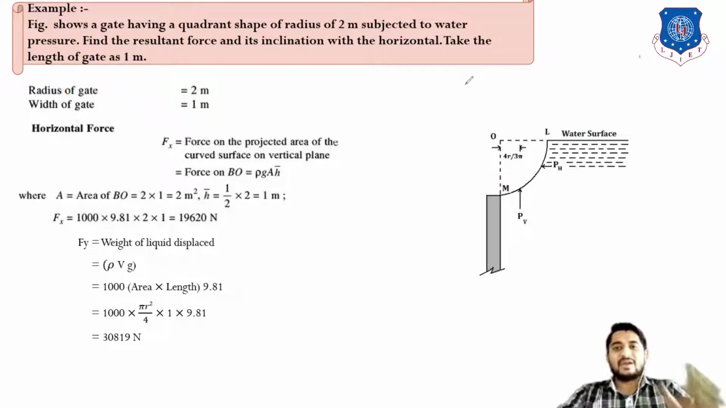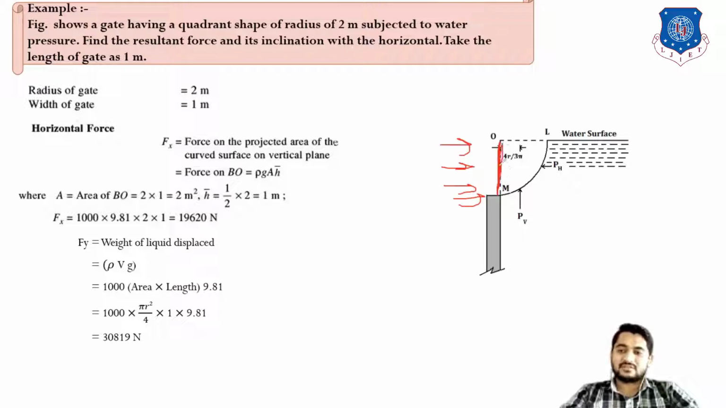First of all, we have to find Fx, then we have to find Fy separately, and then we have to find the resultant force. Fx will be applicable in this direction. So for Fx, we have to assume this plate only. Fx is equal to rho g A h bar. Rho is 1000, g means 9.81. Area will be for this plate: length is 1, and height is 2. That means area will be 2 cross 1, 2 meter square. And h bar, total height is 2 meter, so h bar will be 2 by 2, that means 1 meter.